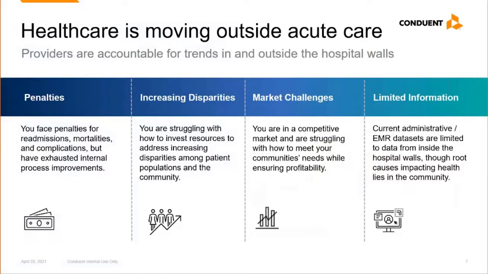And what about the market out there? There's pressure from all sides. You want to be competitive in the market, but you're still struggling on how to meet your community's needs, but then you also have to remain profitable to keep the doors open. You're doing all of this with a limited set of information. Your health records only provide you with information of the patients that have already been hospitalized in your acute care settings. But as we saw in the previous slide, 80% of the impact to a lot of those penalty-based measures happens outside of acute care.